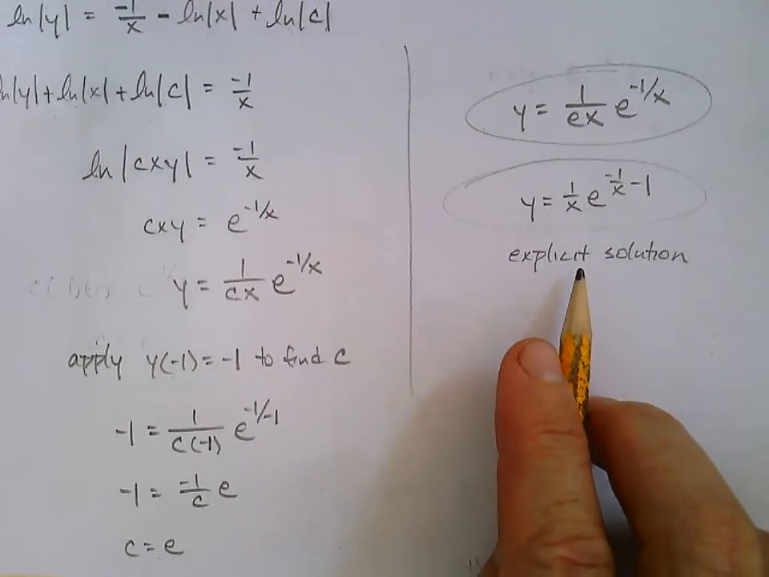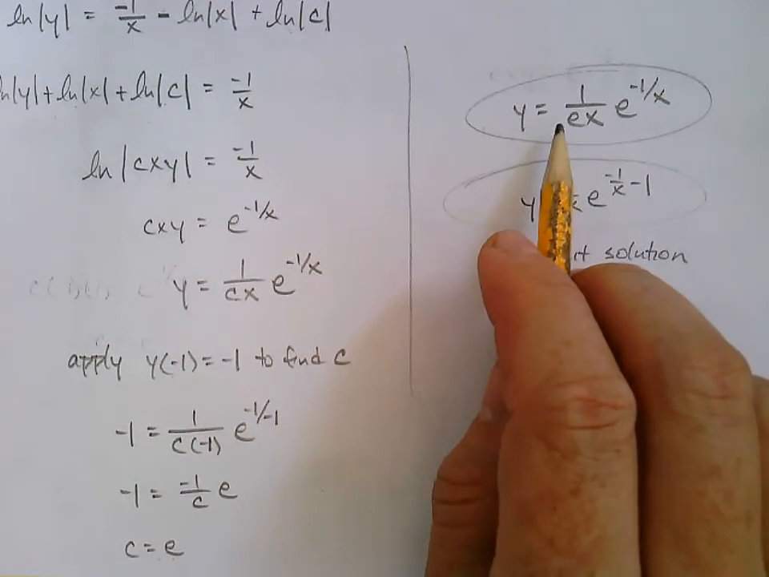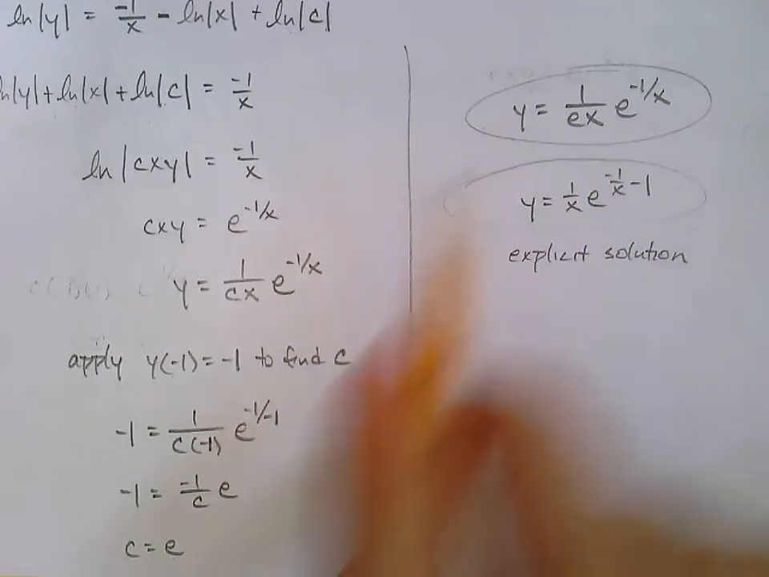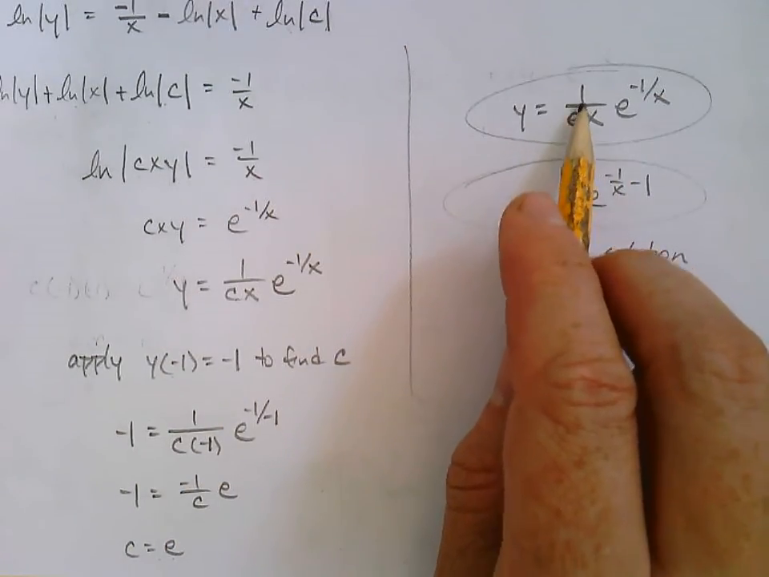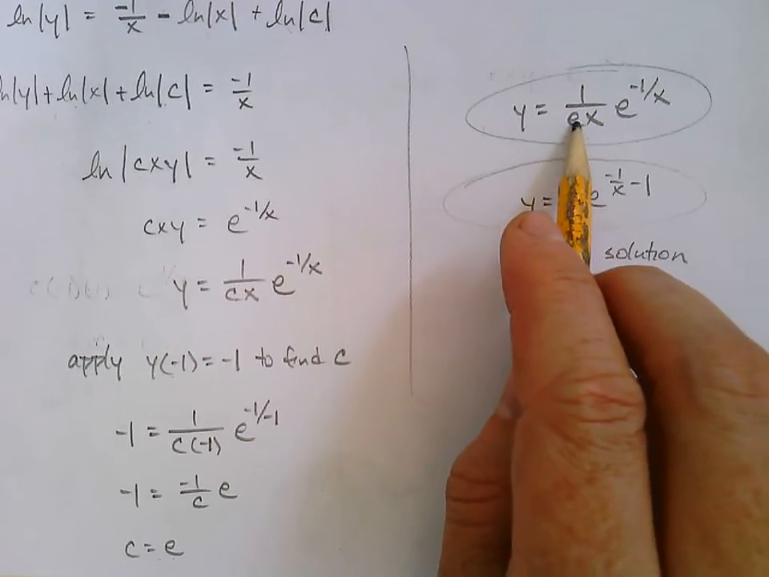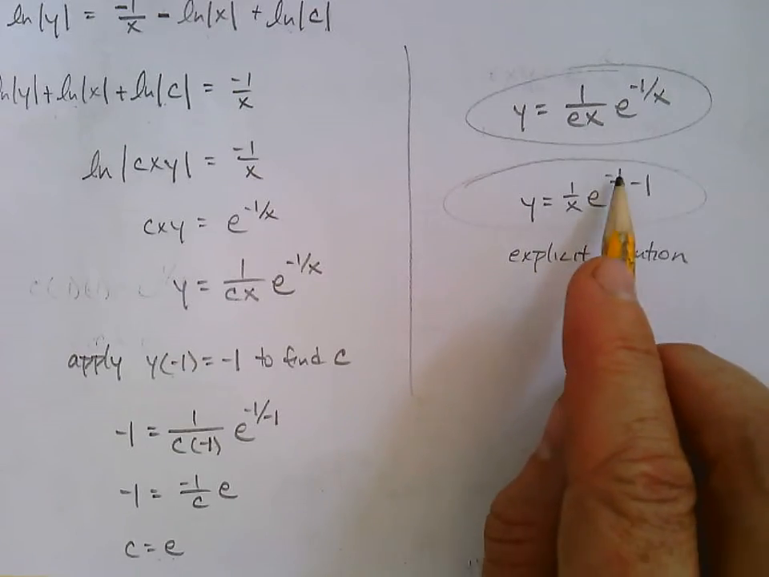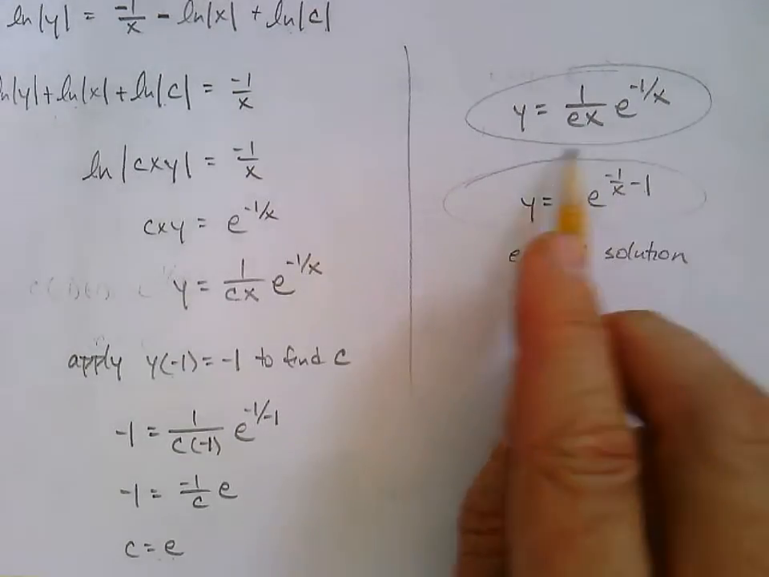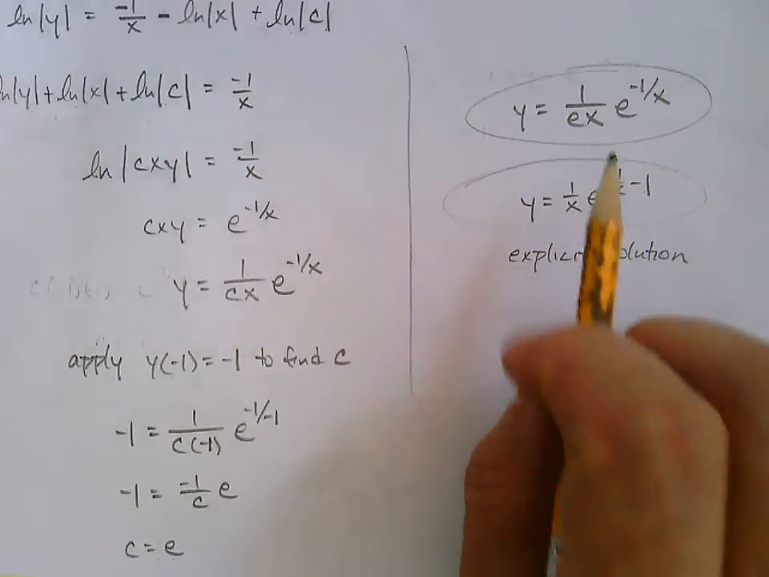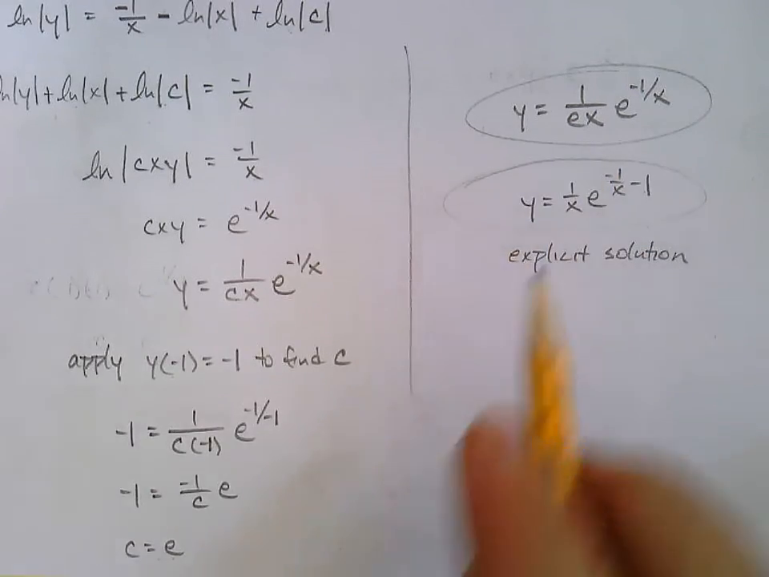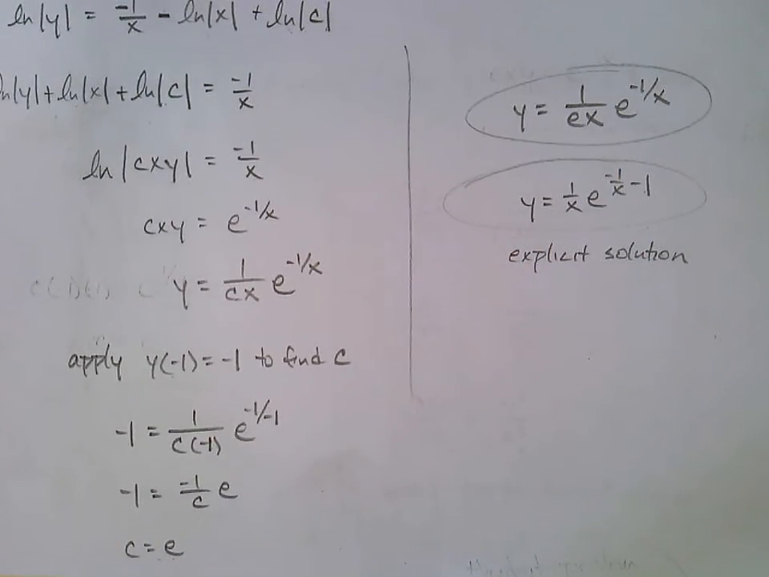Why do I have another version? Well, because we see e appear twice, and we're dividing by e, that's like e to the negative 1. We could combine that with this e, 1 over x, e to the negative 1 over x minus 1. You could answer this way as well. No splitting hairs there. You can answer either way. Those are both explicit solutions that will fit that initial condition.